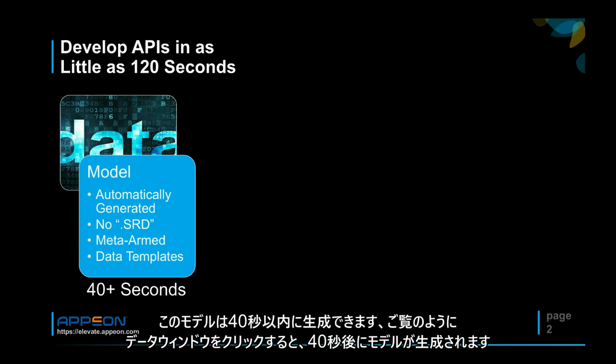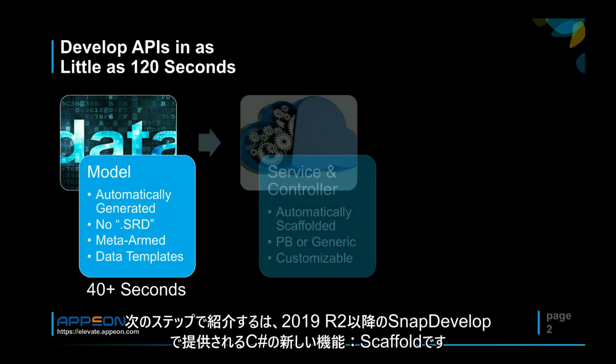Now, as I mentioned, if you have an existing DataWindow with the automatic DataWindow converter feature, you can generate this model in less than 40 seconds. You basically click on the DataWindow that you want to convert, and 40 seconds later, you've got your model.